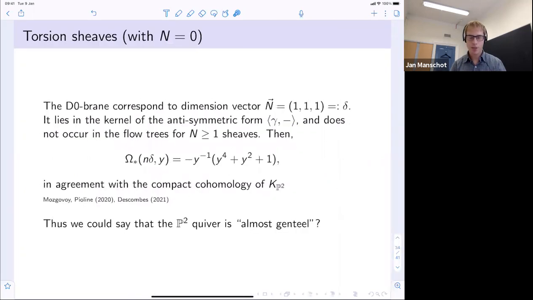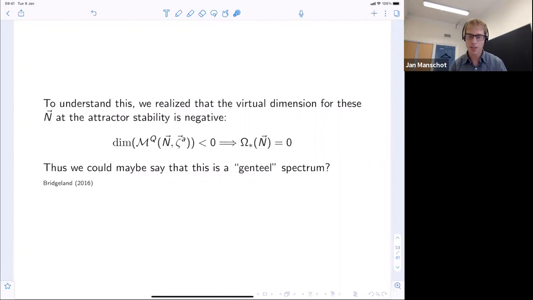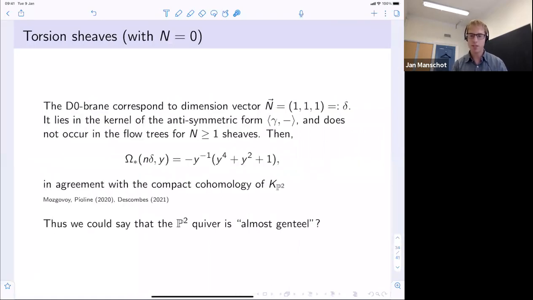So now I should say it's not true that all the attractor indices actually vanish. It's only the ones which are appearing in the flow trees for these bundles with a positive rank. I said earlier that if we take dimension vector 1, 1, 1, let me abbreviate it by delta, then it lies in the kernel of the antisymmetric form. And then one has to assign an attractor value for them, which is equal to minus y inverse times basically the Poincare polynomial of P2, which then is in agreement with the compact cohomology of the local Calabi-Yau.